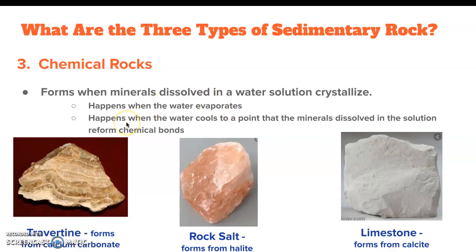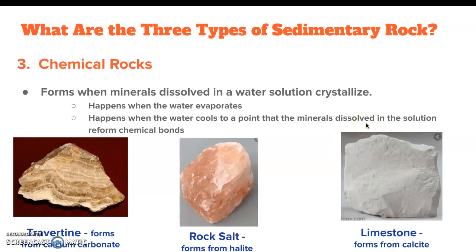A couple other examples of this are travertine, which you may have heard of. It's used in making ceramic tile or tile for your floor. And that forms when calcium carbonate, which is a combination of calcium and carbon, goes into solution and then comes back out of the solution. And the same thing with limestone.